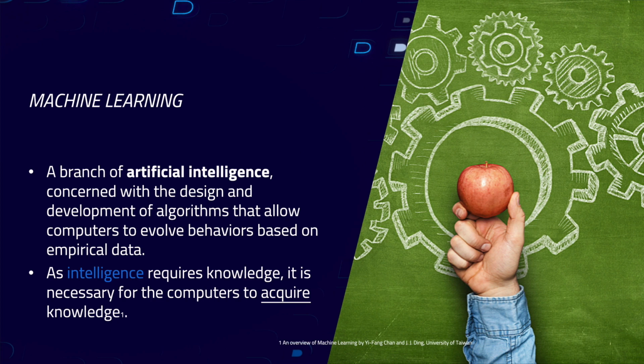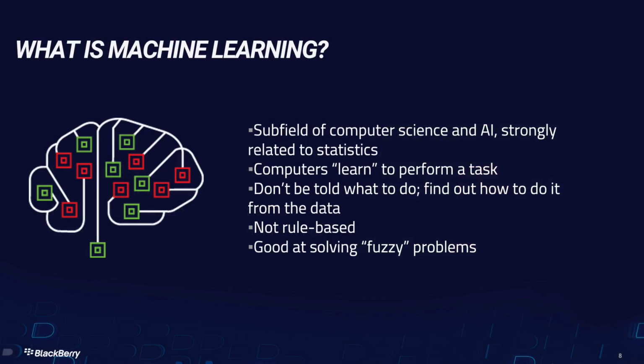So where does this math fit in? Well, this leads us to machine learning, which is essentially a branch of artificial intelligence that allows us to develop algorithms that evolve their behavior based upon the data that it's given, not based upon rules. And it's this self-evolution that allows these computers and algorithms to actually seem somewhat intelligent. Another way of looking at this is that computers have the ability to learn to perform a task. We don't have to tell them what to do. They actually find out how to do it from some data. Again, it's not rule based, and it's actually good at solving some fuzzy types of problems.